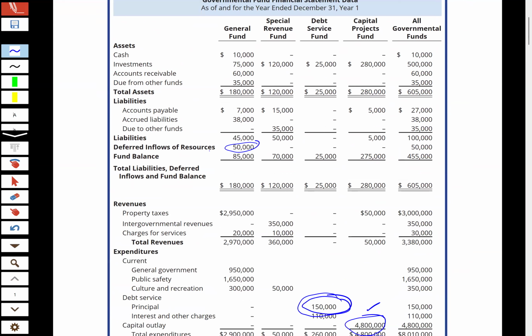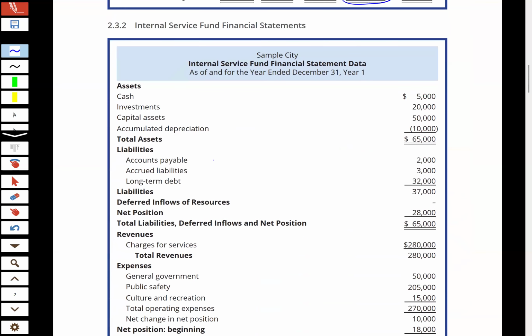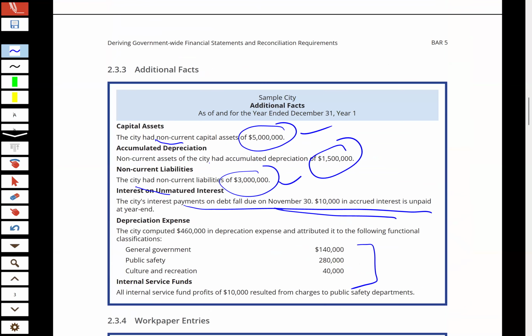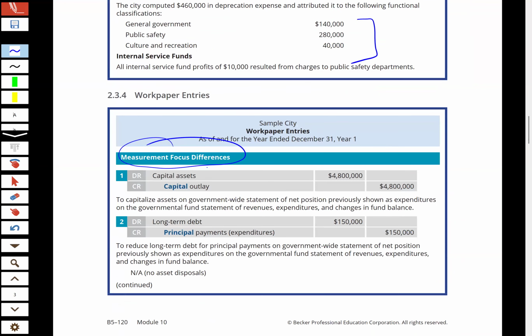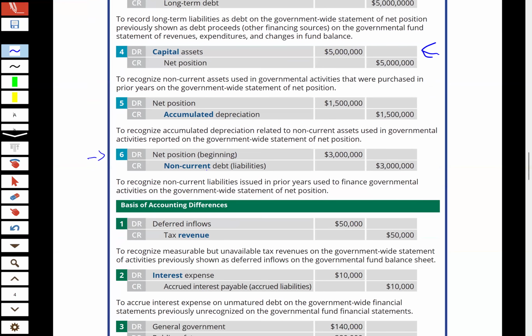And I guess what this entry is trying to say is, this would have been a deferred inflow for unavailable revenue at the fund level, but at the government-wide level, maybe they've said that you can't use the funds until the period begins, and we had already begun the period, and there was no collection that fell outside of 60. But for the fund level, the collection fell outside of, say, 60 days, so it would have been a deferred inflow at the fund level, but is going to be revenue at the government-wide level.